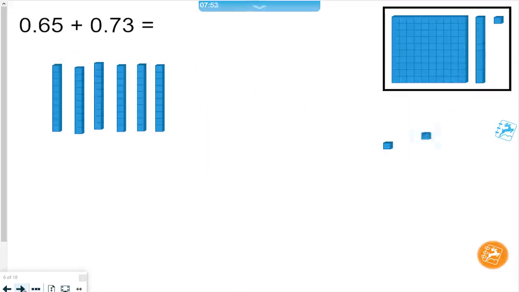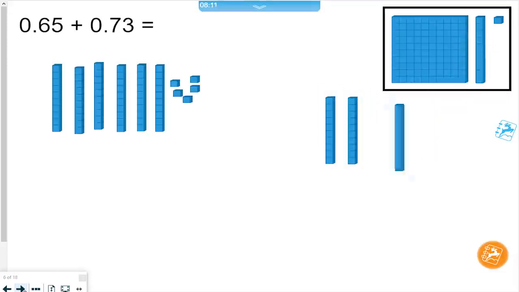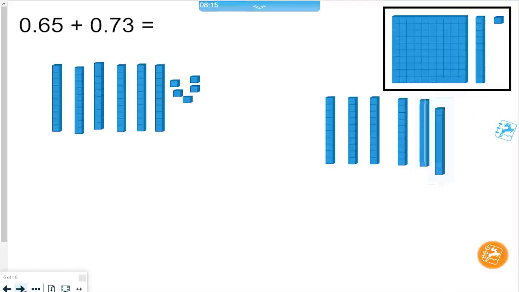1, 2, 3, 4, 5. Now I have 73 hundredths. 1, 2, 3, 4, 5, 6, 7. We have 3 hundredths. So there's my models.